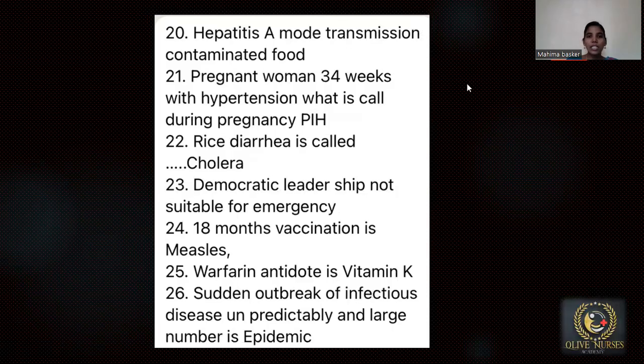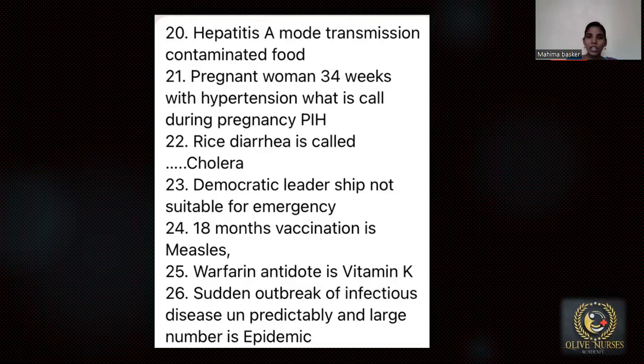Next one is hepatitis A. What is the mode of transmission? It is contaminated food. Don't forget, hepatitis A, contaminated food. Hepatitis B and C are transmitted by blood and blood products, and sexual transmission also. What about hepatitis E? It is contaminated water. Don't forget. And hepatitis D is a complication of hepatitis B. We have already seen this in the gastrointestinal system.